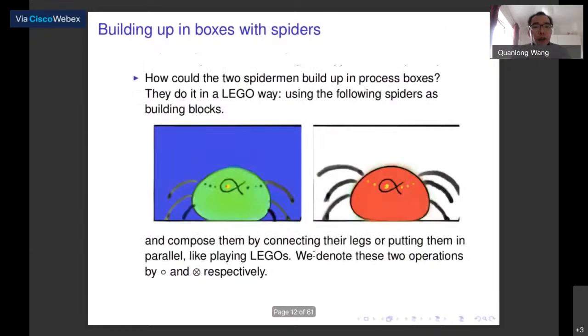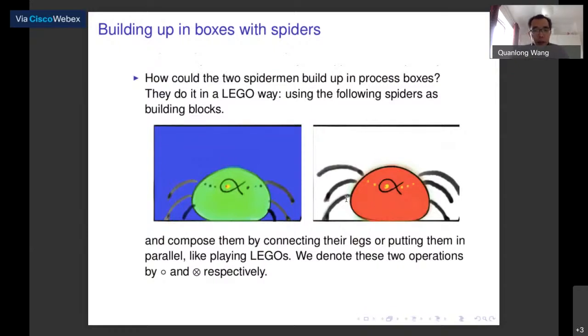So how do these spiders behave? First, how do they build up the process, the spiders in the process box? They do it in a Lego way. They use spiders as their building blocks: the green spider and the red spider. And they compose them by connecting their legs or putting them in parallel, like when you play with Legos.